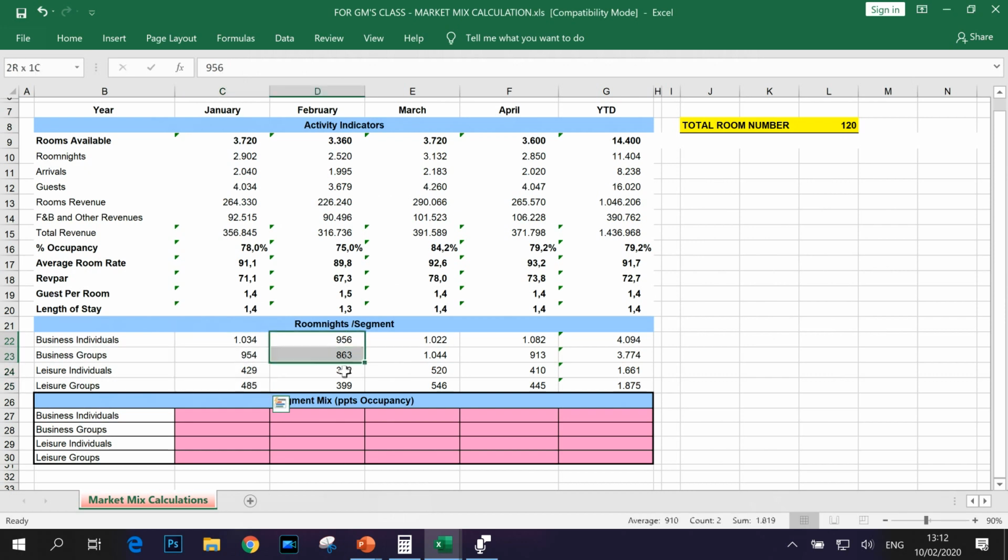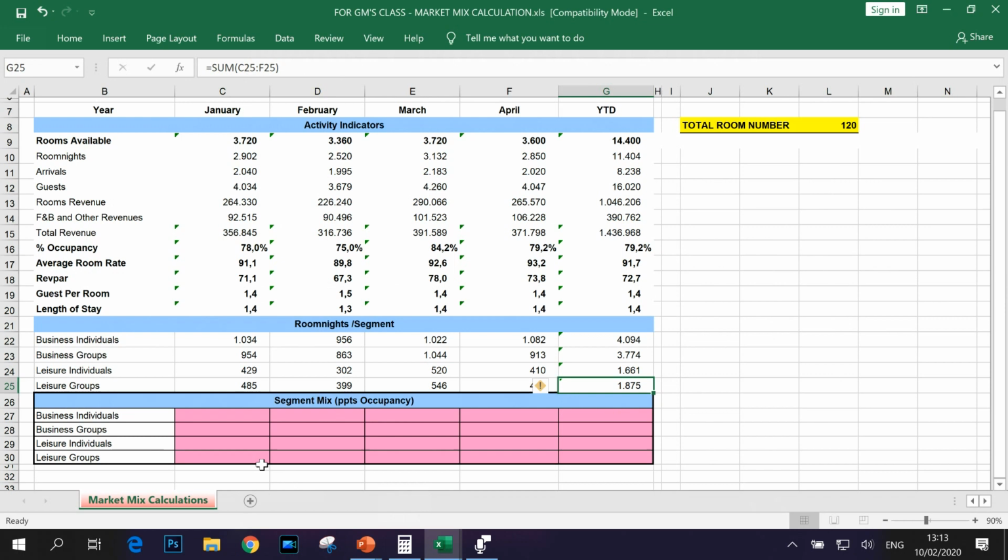February, we have different numbers broken into each category of the market segment. March we have a different number, April also a different number. And YTD-wise, the total room nights of 11,404 can be divided into 4,094 room nights for business individual, 3,774 room nights for business group, 1,661 room nights for leisure individual, and the rest will be going to leisure group.